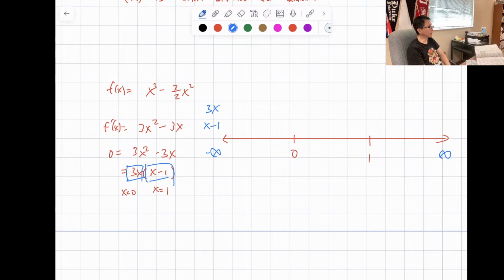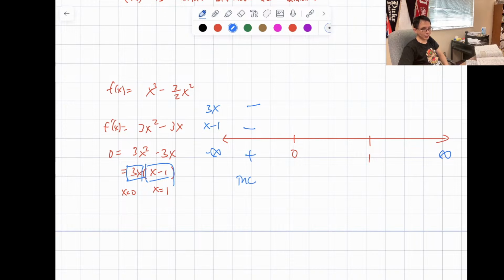And I'll start plugging in points between the number lines. So now, if I plug in from negative infinity to 0, what's a good number to plug in? -1. So what happens if I plug in -1 into 3x? -3. I don't care that it's -3, I only care what sign it is. Negative. That's the sign. -1 minus 1 is what? If I plug in -1 into here, that's gonna give you a negative. So negative times negative is positive.